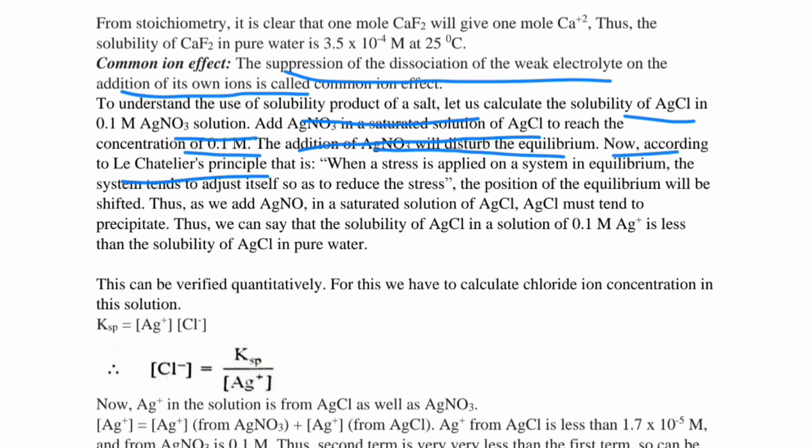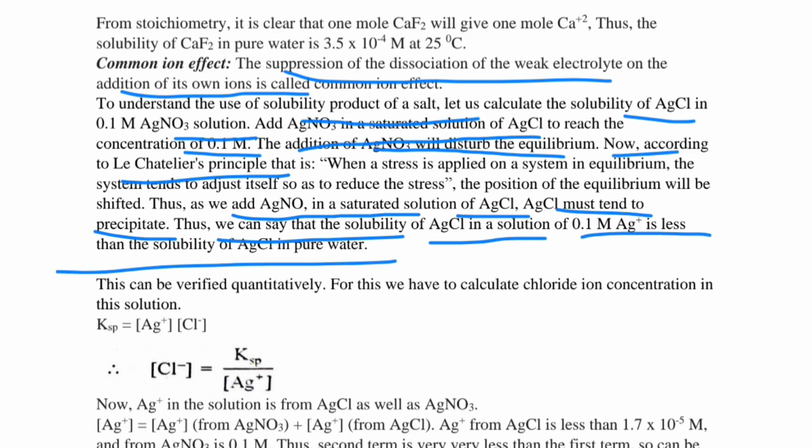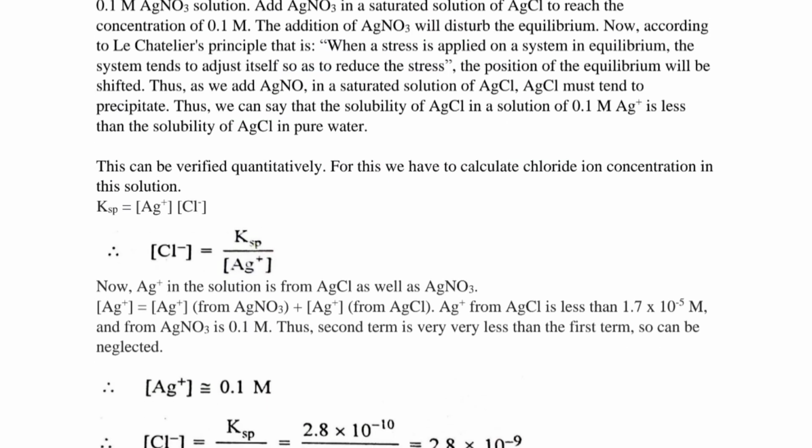According to Le Chatelier's principle, when a stress is applied on a system in equilibrium, the system tends to adjust itself so as to reduce the stress. That means the position of the equilibrium will be shifted. For example, if our reaction is moving in the forward direction and we add some products, the reaction will move in the backward direction. Thus, when we add AgNO3 to a saturated solution of AgCl, AgCl must tend to precipitate. So the solubility of AgCl in a 0.1 molar Ag positive ion solution is less than its solubility in pure water. You can write these equations.